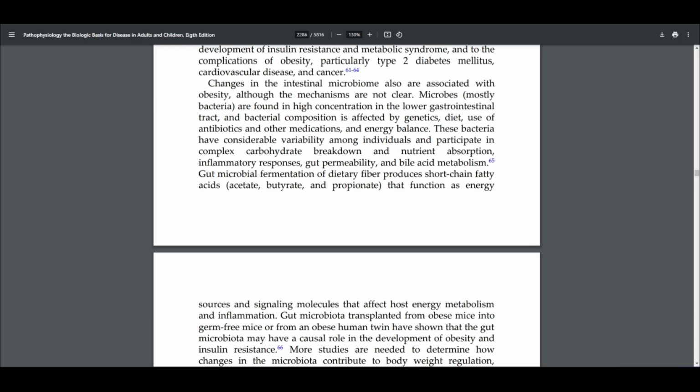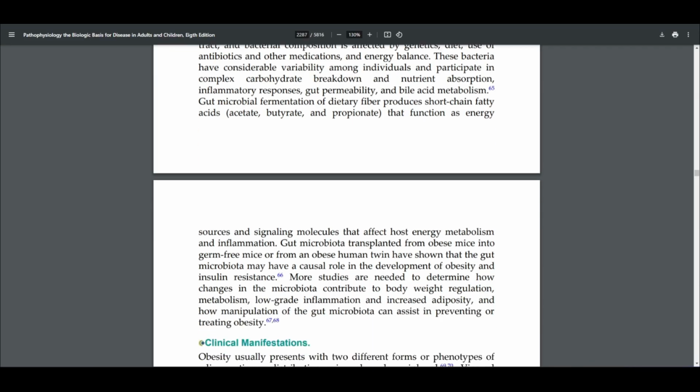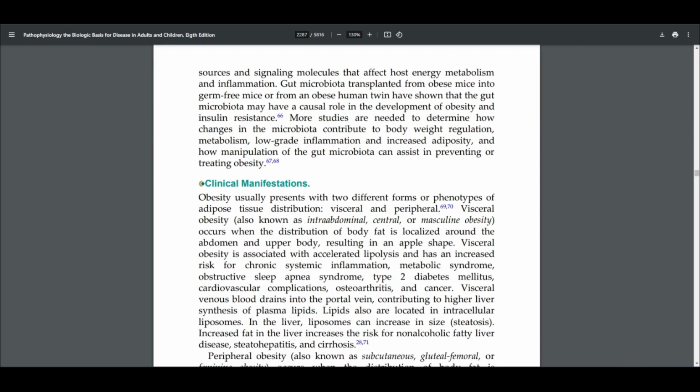Gut microbial fermentation of dietary fiber produces short-chain fatty acids, acetate, butyrate, and propionate, which all function as energy sources and signaling molecules that affect host energy metabolism and inflammation.